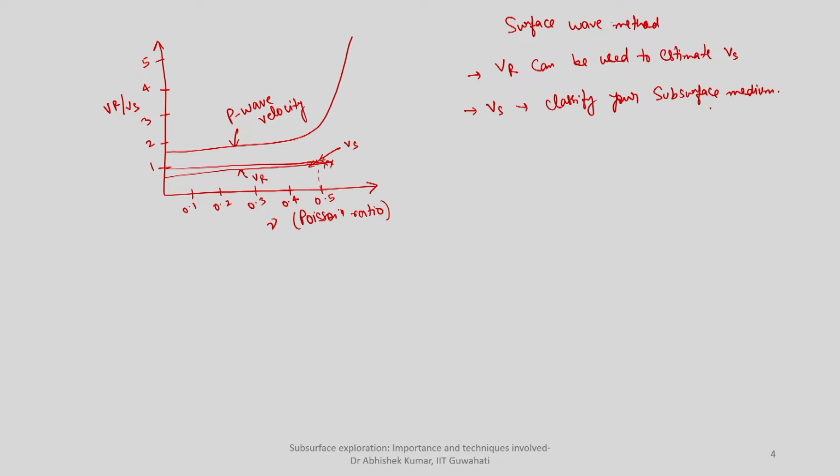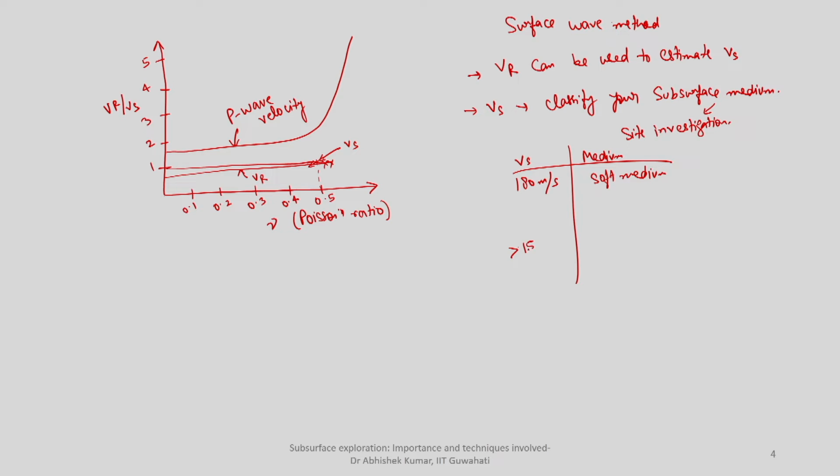That is the objective of your site investigation program. You have to classify what kind of medium is there, what the different thicknesses of the medium are. So, based on your Vs value, suppose Vs value is 180 meter per second, I can classify the material as soft medium.